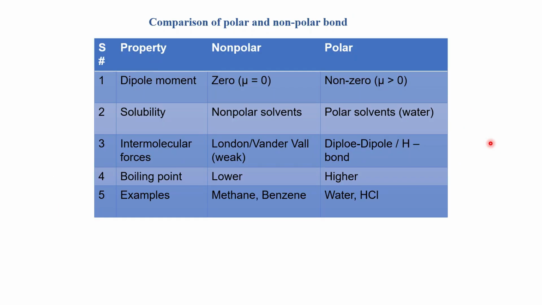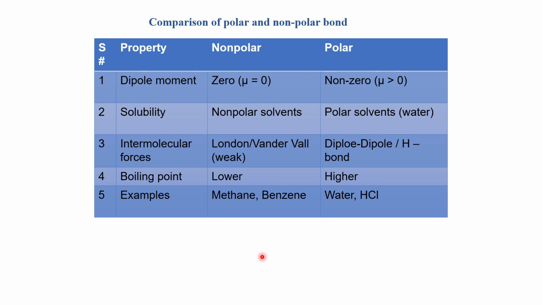Okay, now continuing to the comparison of polar and non-polar bonds. This table summarizes the fundamental physical consequences of bond polarity. Non-polar systems rely mainly on weak dispersion forces, which lead to lower boiling points and weak intermolecular cohesion. Polar systems exhibit strong dipole-dipole interactions and hydrogen bonding, leading to higher boiling points and greater solubility in polar solvents.